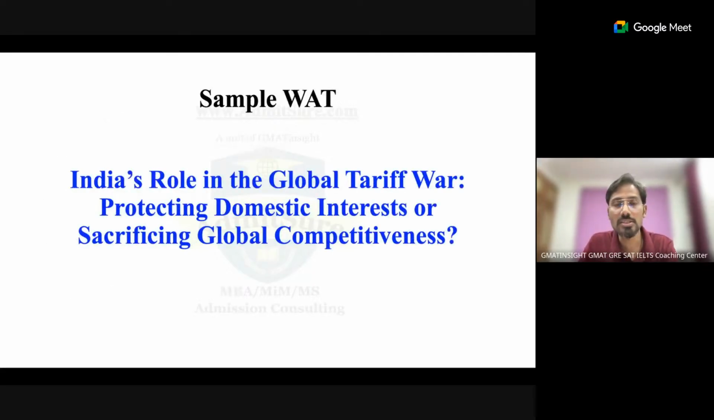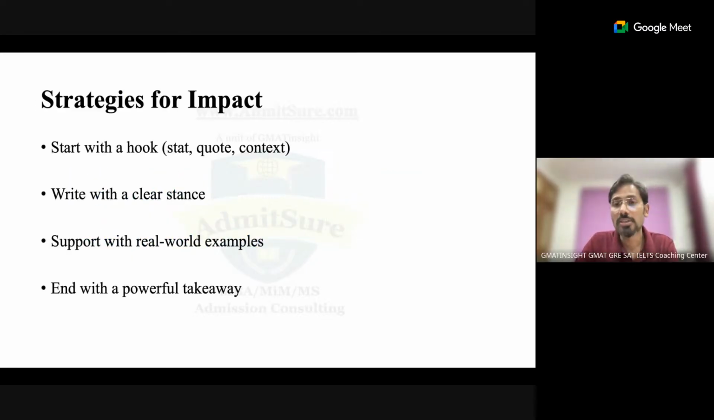These are several strategies. We have a sample WAT topic. I think we will discuss it. But right now, I've also invited one of our guests who is a graduate from IIM Bangalore. I thought it would be a great experience for all of us to understand what exactly the experience has been.